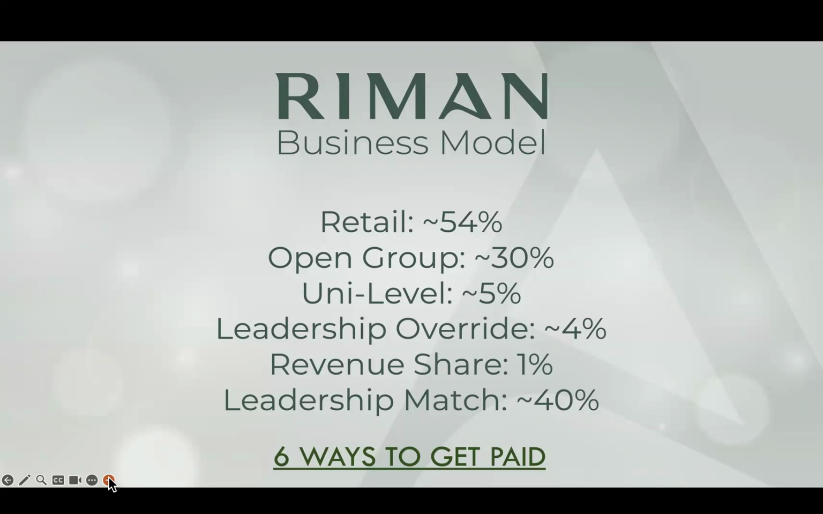Now, uni level is kind of like an extra bonus that you get for doing some of the right team building activities. Leadership override and revenue share are when you get to the top positions. Think of this as a little royalty, an extra cherry on top. And leadership match is actually pretty lucrative as well. This is shown as 40%, but leadership match is what becomes the big residual income later. It'll become the biggest portion of your residual income. So when you look at this, you have to analyze where the percentages are paid out the most, because that is what the behavior is requiring.